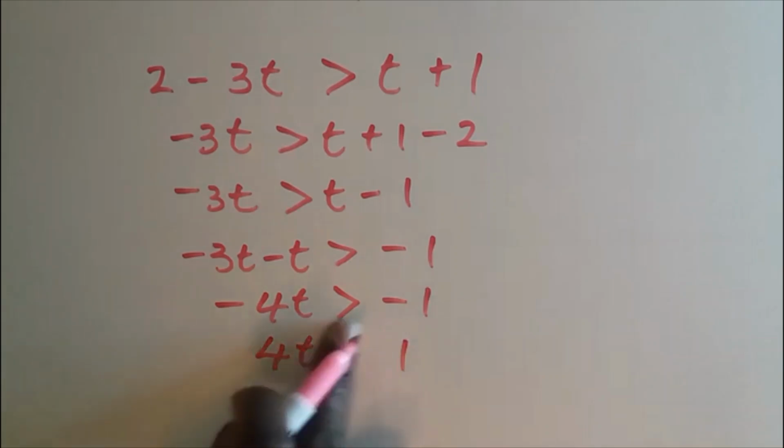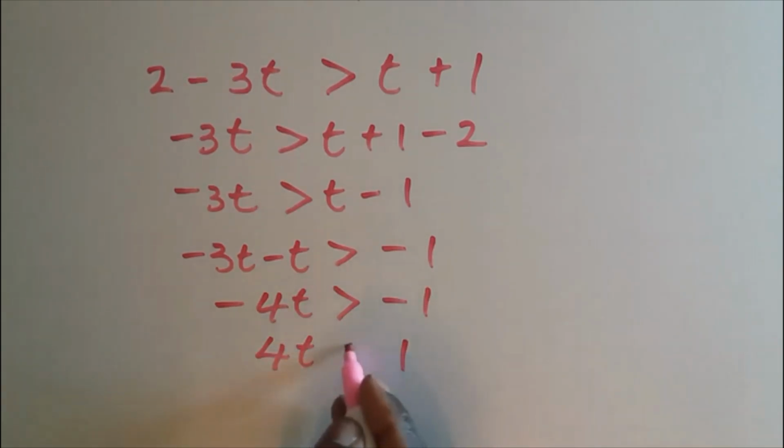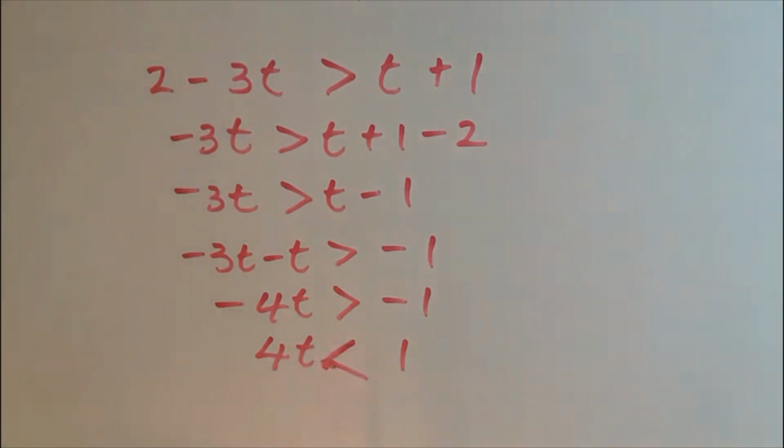But we must change our inequality. Now it's less than because we multiplied by a negative value. To get t, we divide both sides by 4, and we have t is less than a quarter.